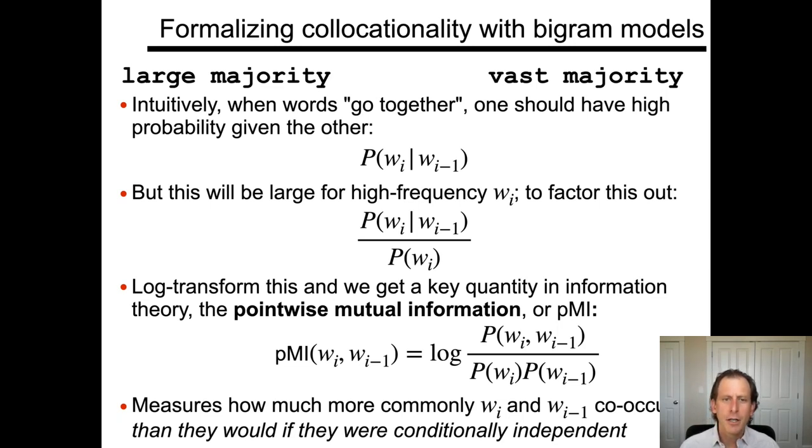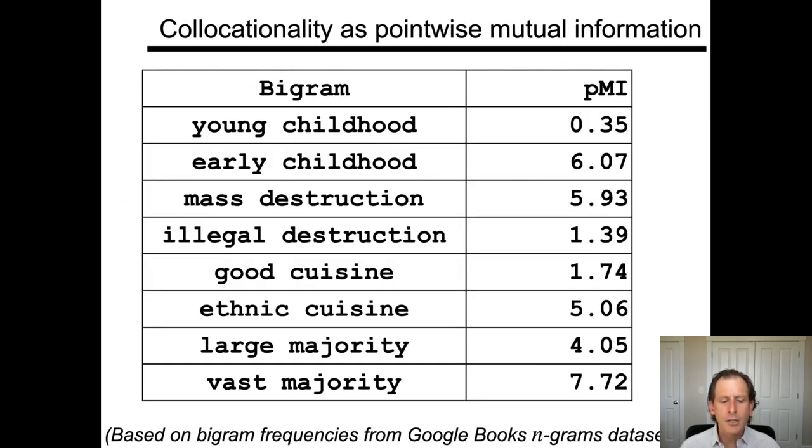And so I'll let you evaluate this hypothesis yourself. What I've done is, for all of the collocation, non-collocation pairs, I've gone to the Google Books Ngrams dataset, and I've computed using relative frequency estimation the pointwise mutual information of each of the bigrams at stake. Young childhood, early childhood, mass destruction, illegal destruction, good cuisine, ethnic cuisine, and large majority, vast majority. And you'll see that in all of these cases, they all have positive pointwise mutual information. They co-occur more often together than you would predict if you were to just draw two words randomly out of a hat.